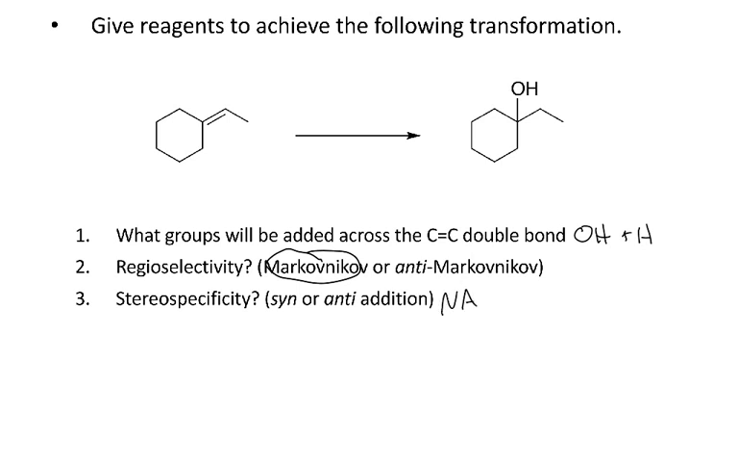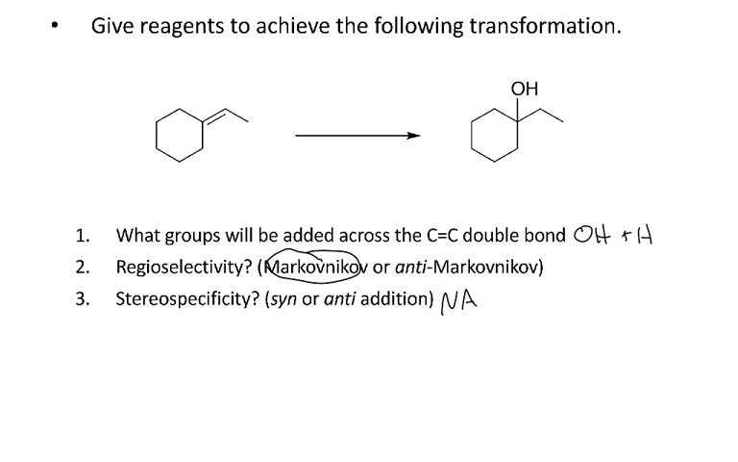So we need to think about what reagents will add an OH and an H, and will they do it by Markovnikov addition? And so I think we have two options. We have acid-catalyzed hydration, or we have oxymercuration-demercuration. Now, because in the intermediate we're going to form a tertiary carbocation, we don't have to worry about carbocation rearrangement, and so I think the easiest way to go would be with the acid-catalyzed hydration.